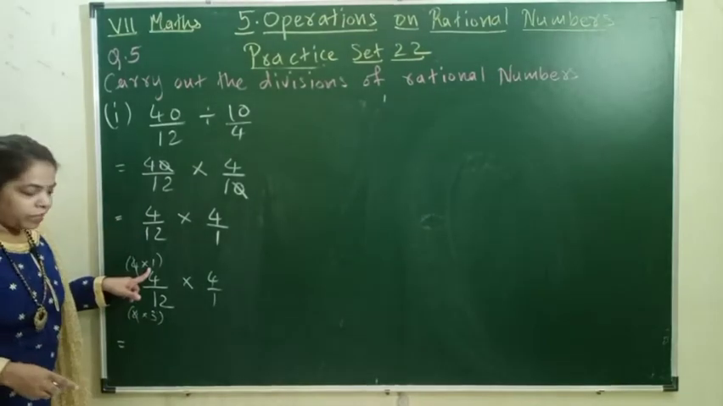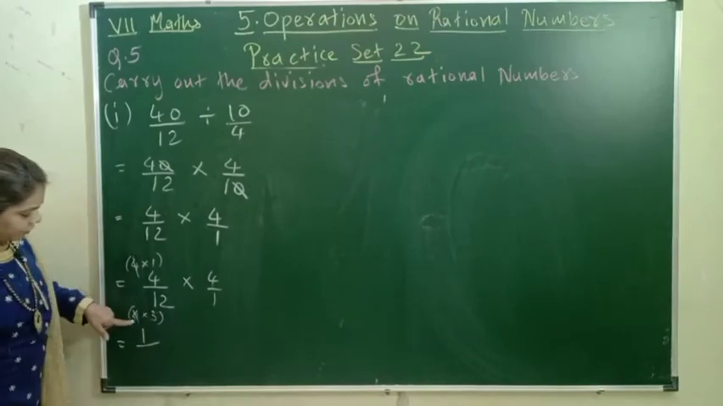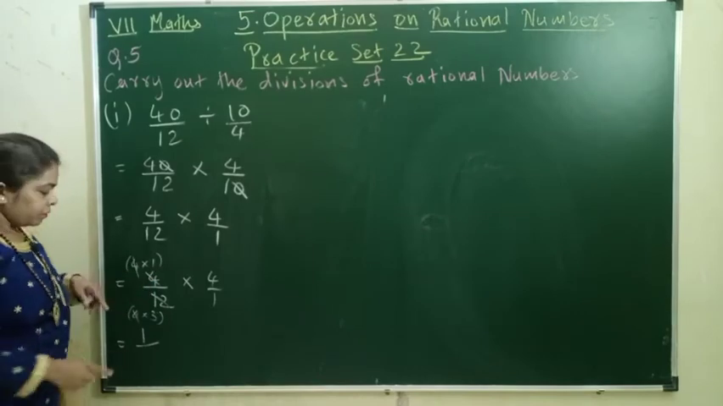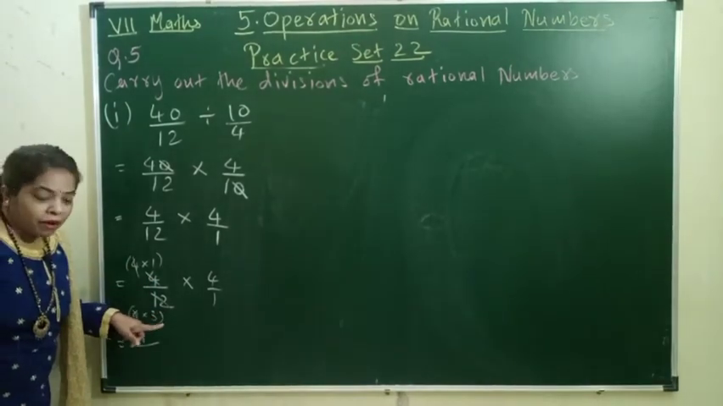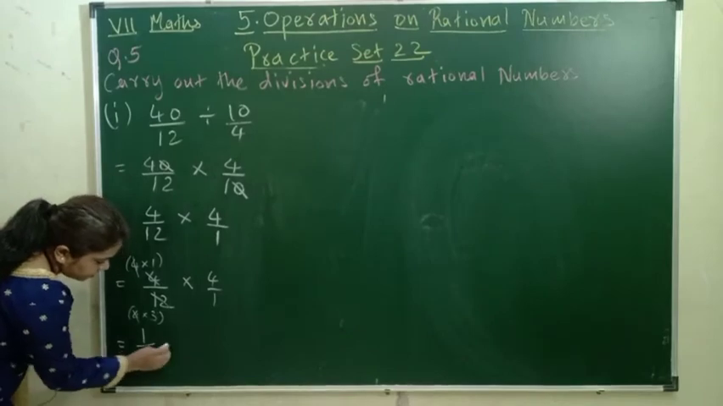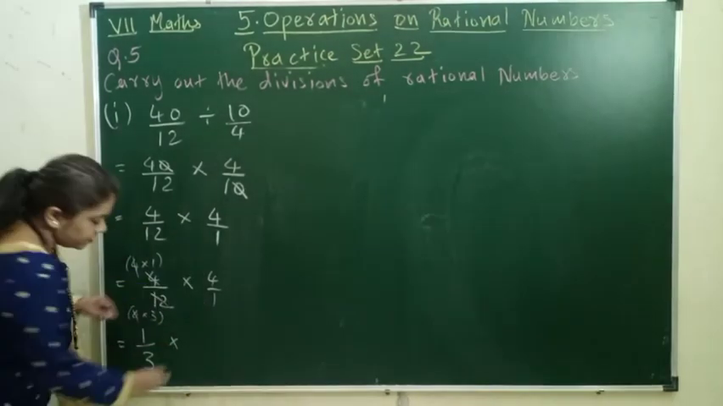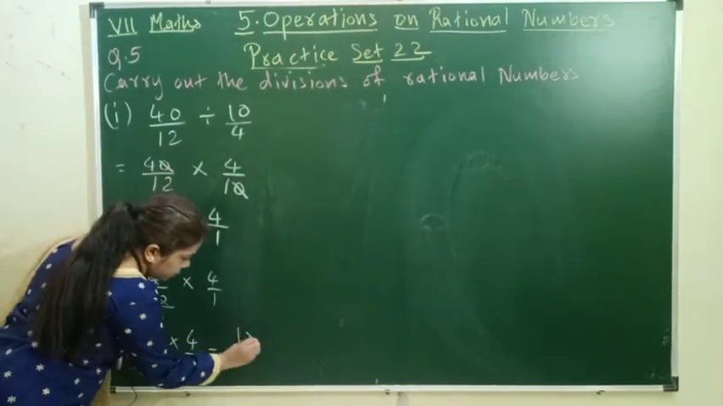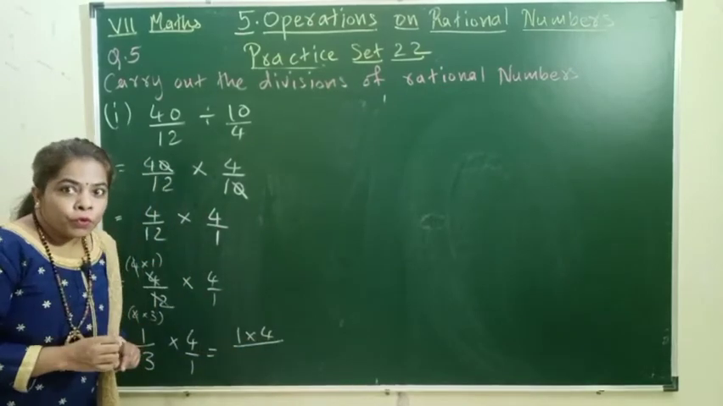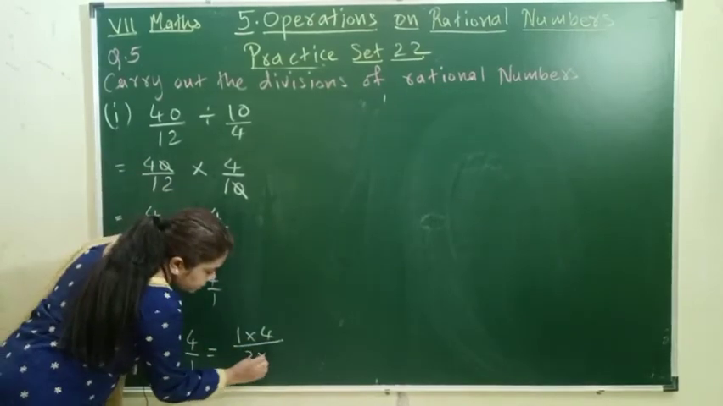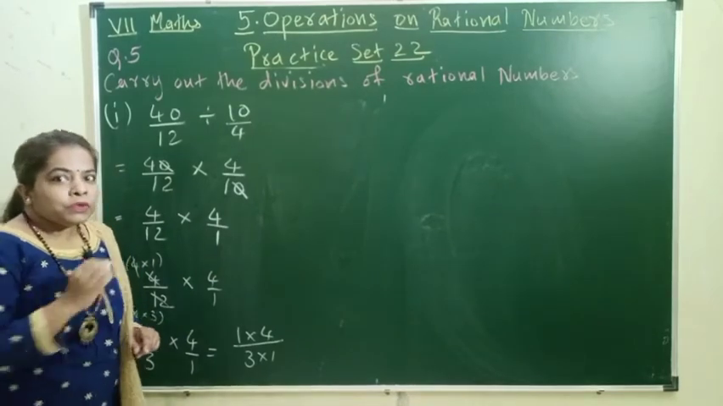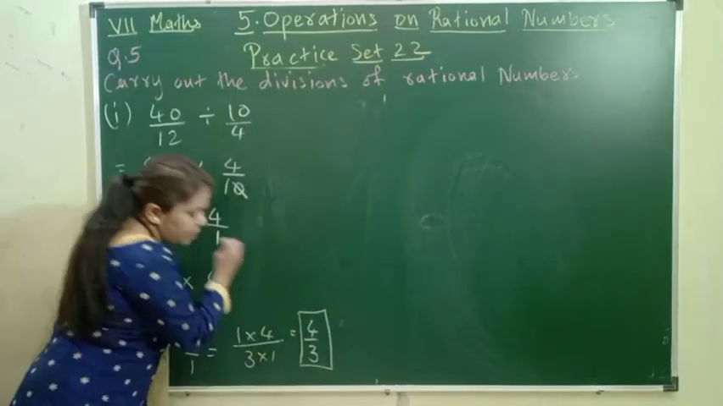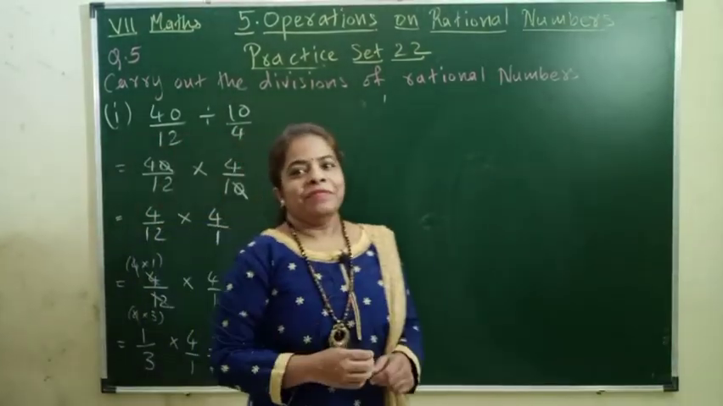What is remaining here, children? 1. What is remaining here? We have to cancel this, children. What is remaining here? 1. What is remaining here? 3. Into 4 upon 1. So we'll write the answer 1 into 4 upon 3 into 1. So your answer is 4 upon 3. Done with the first sum.